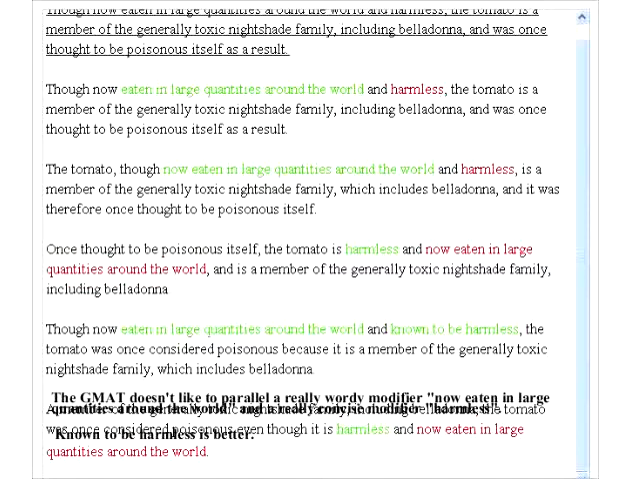I mean, we've already answered this question, but just for the heck of it, does anyone see any modifier issues anywhere in here?